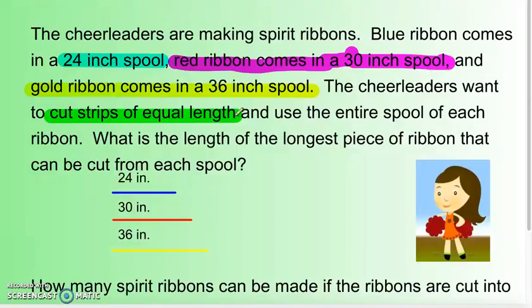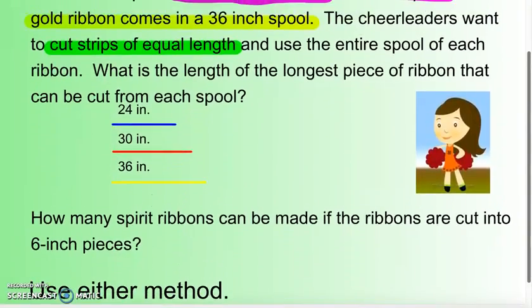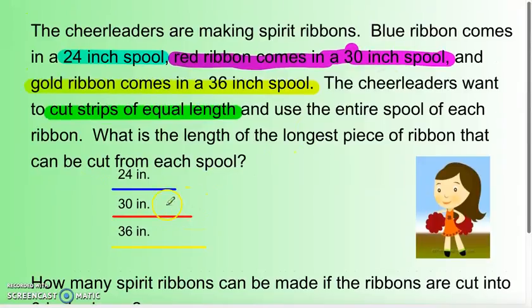And so when I look at this, since I am cutting these into equal lengths, that clues me in that I need to choose a factor that is equal among all three of these numbers. I'm looking for a number that they all share, and I want the greatest factor that they all share because I want to get the longest ribbons that I can get out of the blue, red, and gold. Let's figure out how many inches our ribbons are going to be.